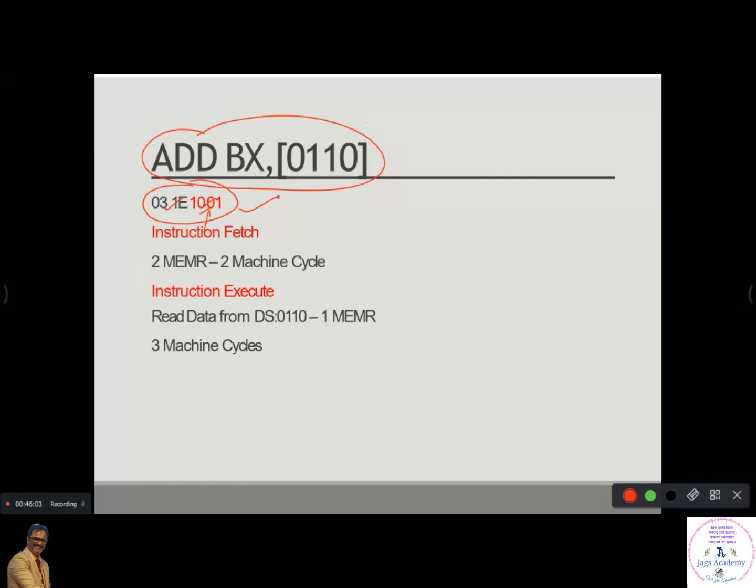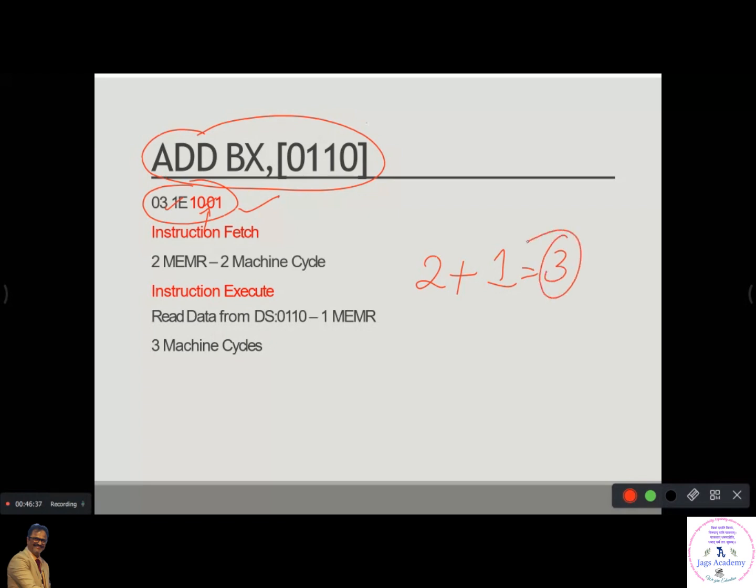Right? Okay. Now, you know now that to fetch an instruction, this instruction takes 2 machine cycles. Okay, keep it. Plus, is there any extra machine cycle required? What is that? You are reading data from the memory. Since you are reading data from the memory, you require 1 more machine cycle. So plus 1. So how many machine cycles does it require? 3.